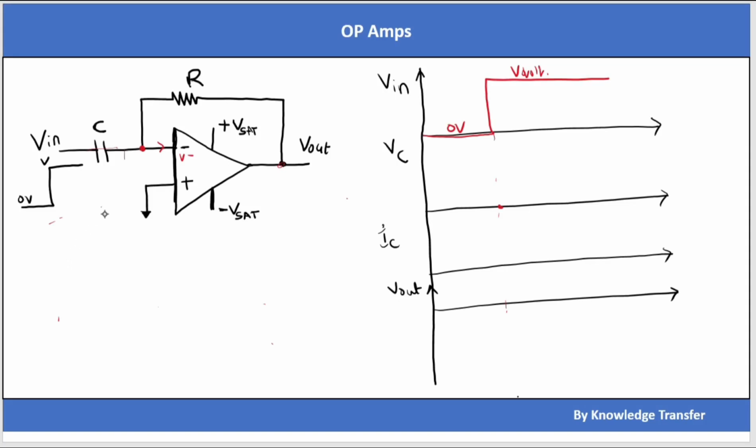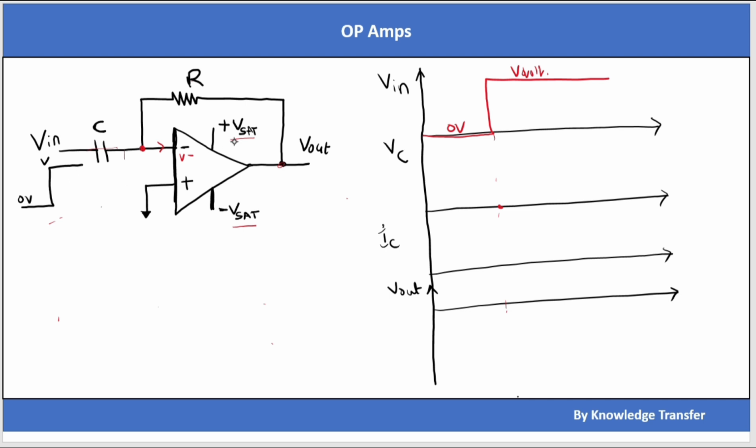Hello everyone. In this video, let's discuss the op-amp with RC. Previously, we have discussed the same circuit, but in this circuit, I have introduced some practical concepts. In practical terms here, the output of the op-amp can go up to plus Vsat and minus Vsat only.